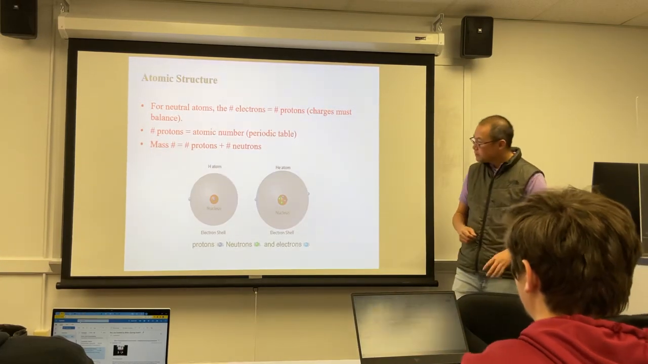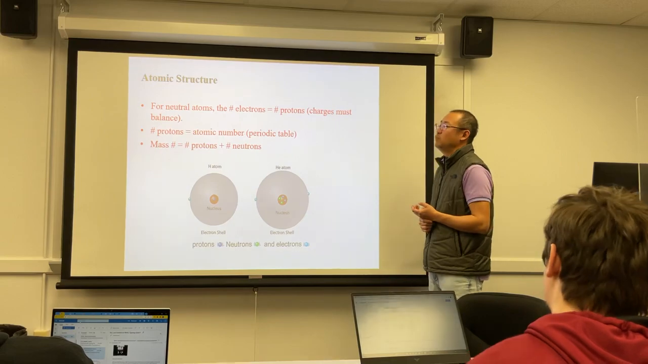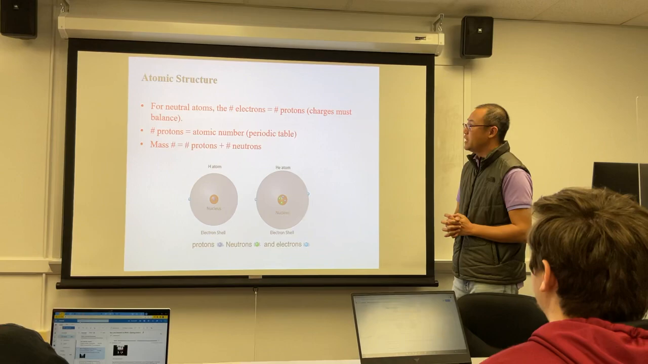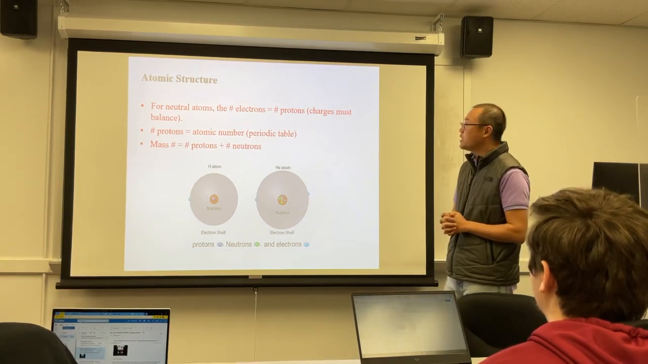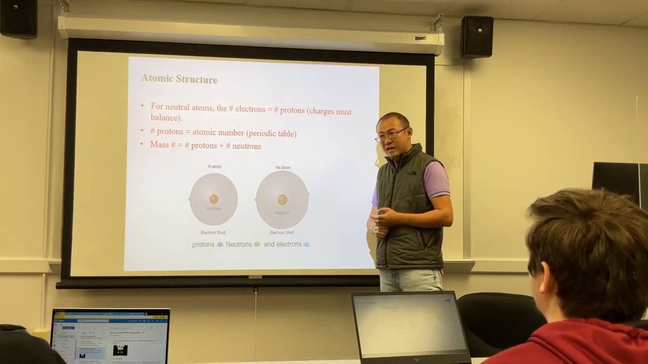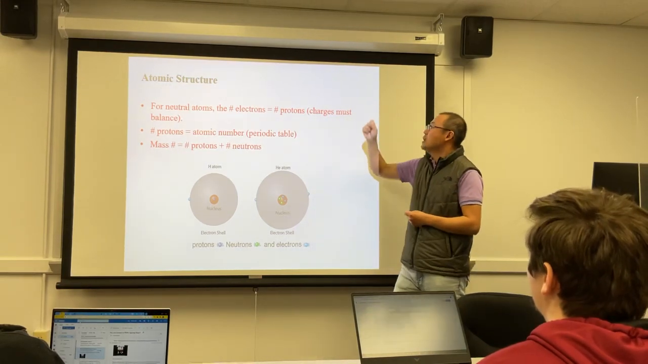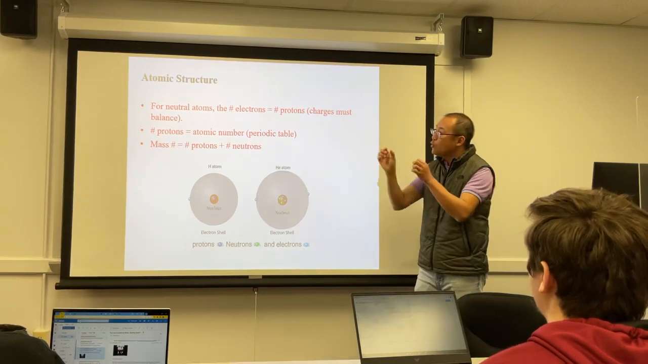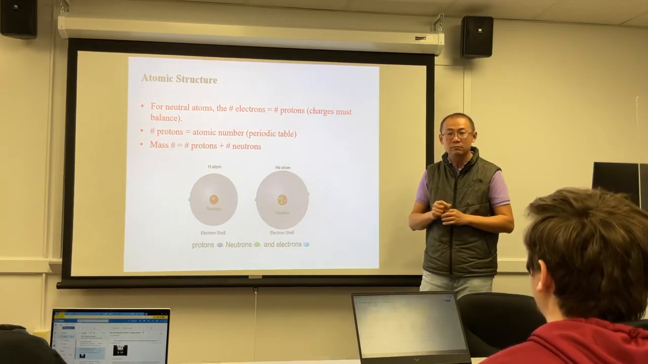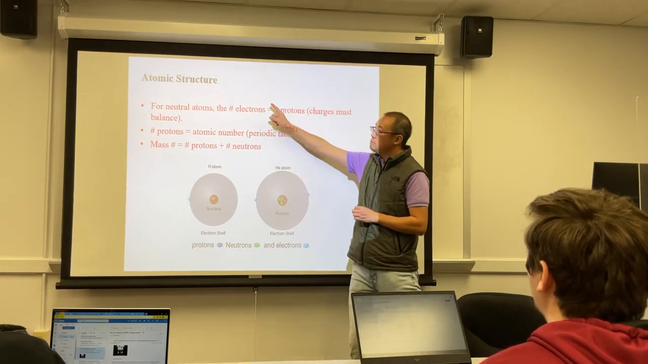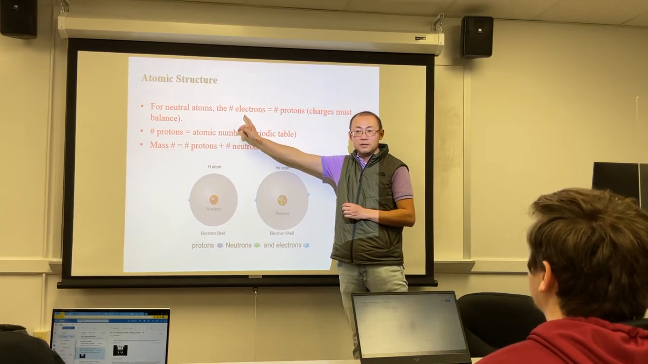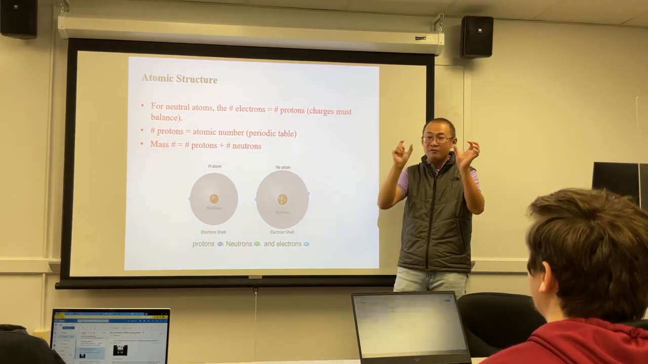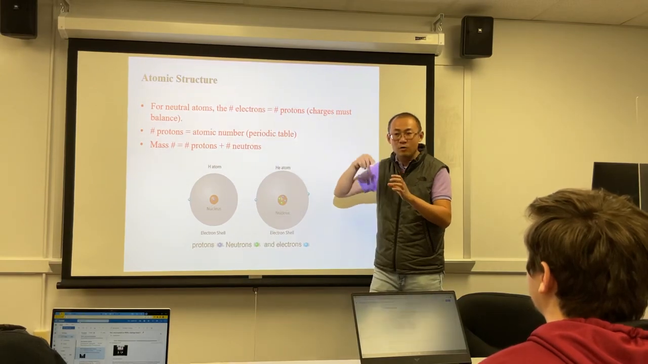Because of that, we have some very important equations. The first important equation is, because proton carries positive charge, electron carries negative charge, in order for an atom to be neutral, the number of protons must equal the number of what? Electrons. Because one is +1 charge, another one is -1 charge. So the number of these two must be equal. Does it make sense?